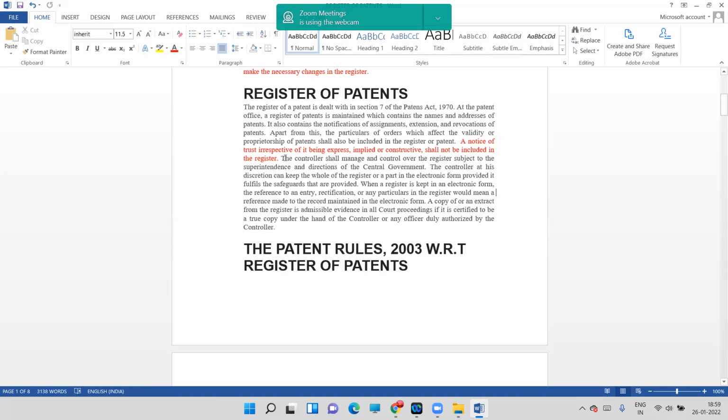Okay, the controller shall manage. Applicant means assignee? No. Assignee is different. Applicant is different. The applicant has all the rights. The assignee is assigned by the applicant. If the applicant is not able to do that work, then he will assign it to another person. Okay, and there is the deed, the assignment deed. It means the inventor is different, the assignee is different, the applicant is different. Yes. And the rights are also different.